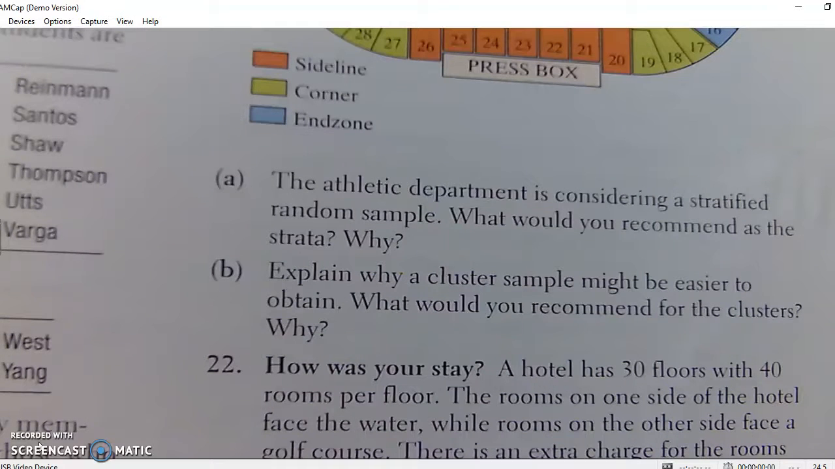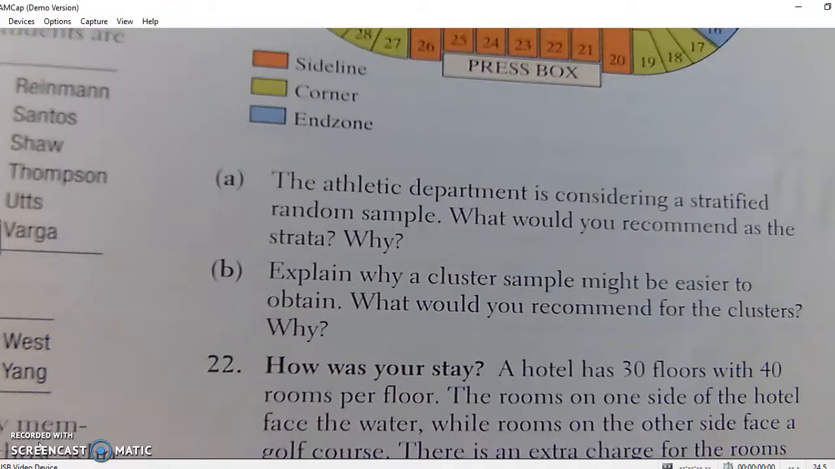So why would a cluster sample actually be easier to obtain? Well, if I do a stratified random sample and I randomly select people from each of the sections, sideline, corner, and end zone, I might end up pulling seats from all over the stadium. And the stadium might be jam-packed, so it might be hard to actually reach all of those individual people. So using geographic proximity might actually help me sample everyone that I want to sample.